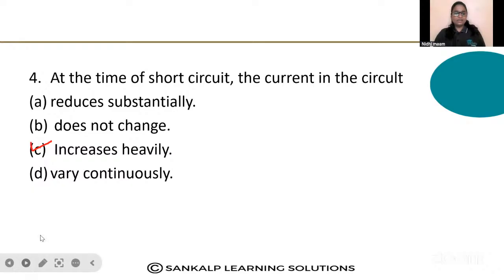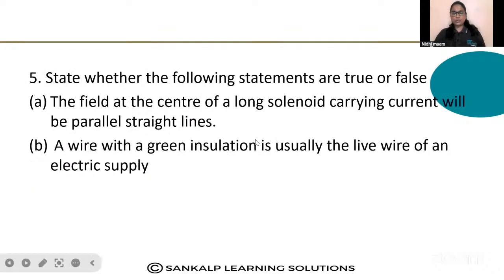Okay. State whether the following statements are true or false. The field at the center of a long solenoid carrying current will be parallel straight lines. A wire with green insulation is usually the live wire of an electric supply. Now tell me about the first statement, whether it is true or false.